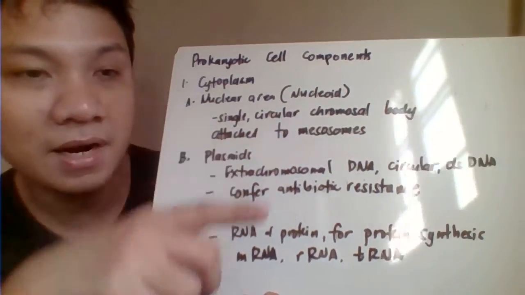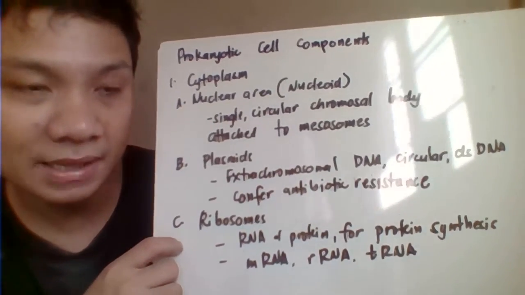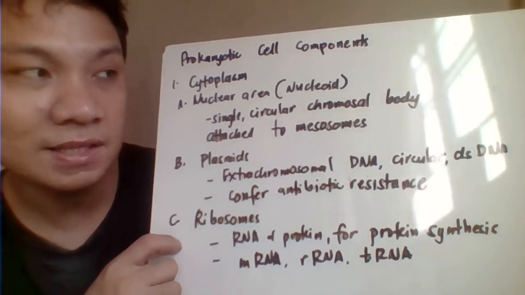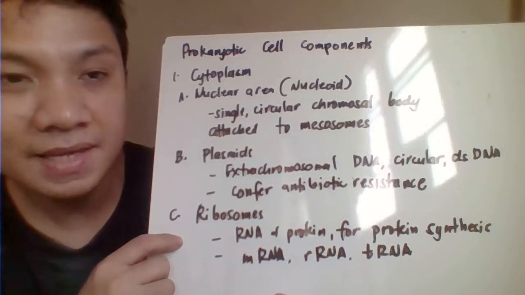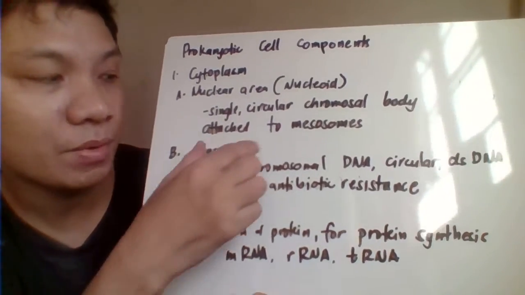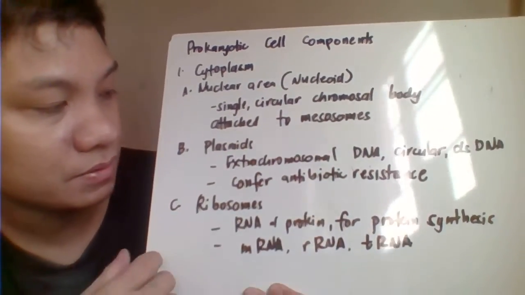This is serving as its chromosomal DNA, and we describe the chromosomal DNA here as a single, mag-isa saka circular chromosomal body. And usually that one is attached to the sac-like structure. You call this one your mesosomes.